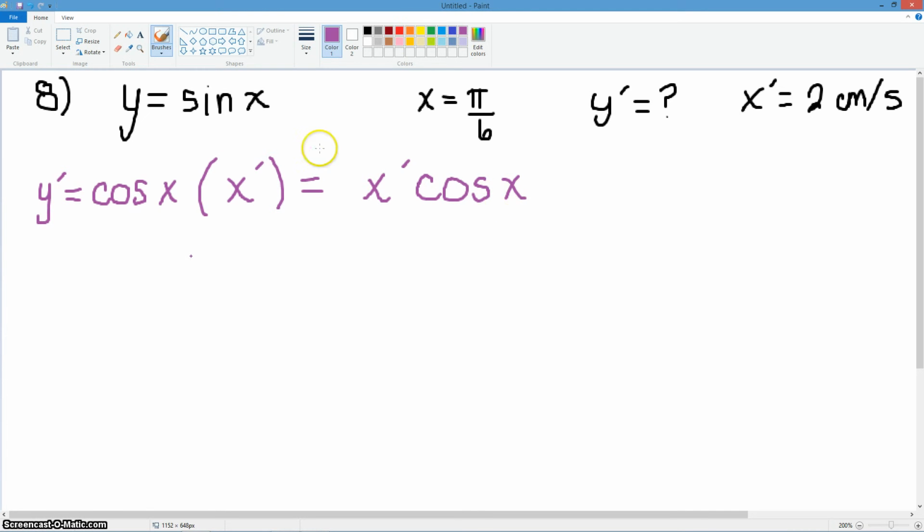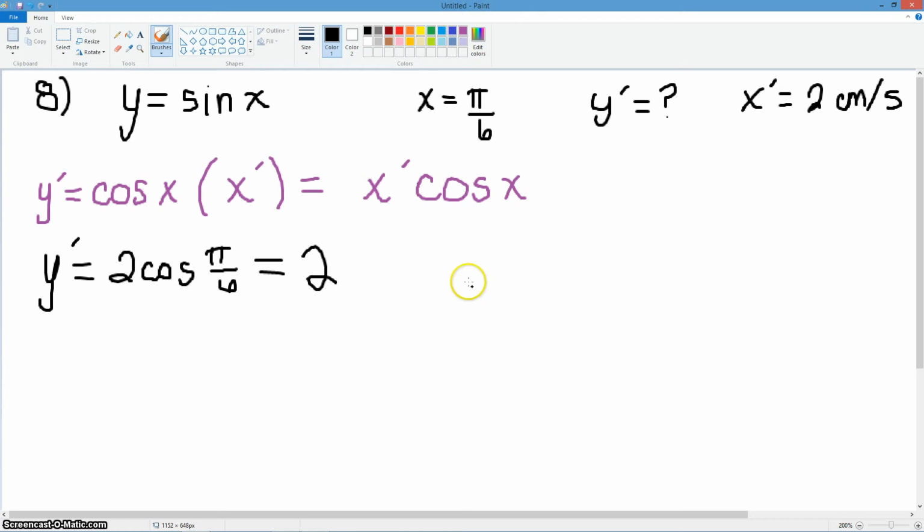All we need to do now is plug in everything. So we have y prime is equal to x prime, which is 2, times cosine of pi over 6. Or in other words, that's the same thing as saying 2 times, let's see, cosine of pi over 6. Pi over 6 is 30 degrees. The cosine is the x-coordinate, so the x-coordinate of 30 degrees on the unit circle is going to be radical 3 over 2.